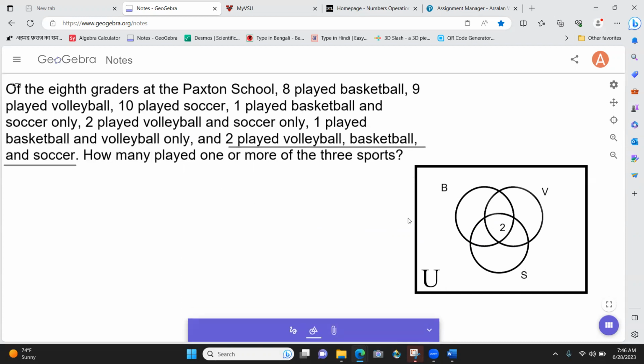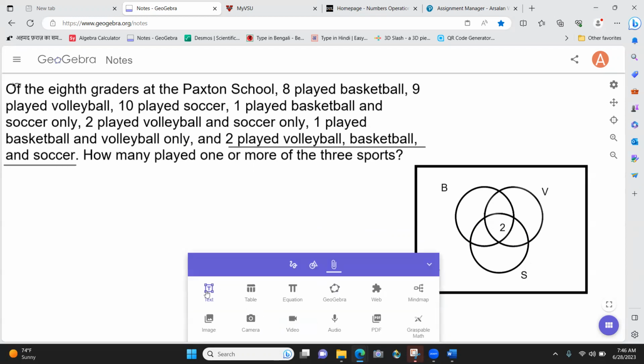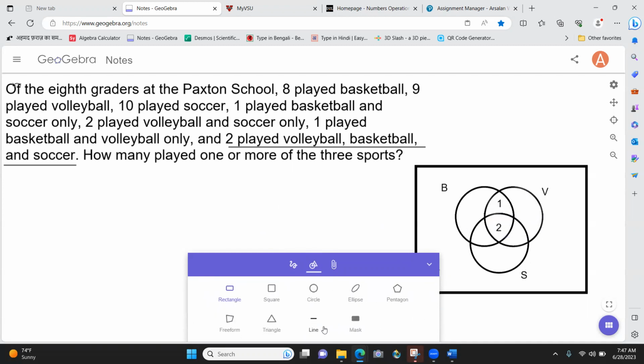That way you know you have addressed it. Okay. 1 played basketball and volleyball only. Okay, guys, be careful here. If they say 1 played basketball and volleyball only, that means they played basketball and volleyball, but they didn't play soccer. Now, by looking at this picture, I can say 3 played basketball and volleyball. Of course, 2 of them played soccer as well. So again, let's underline.